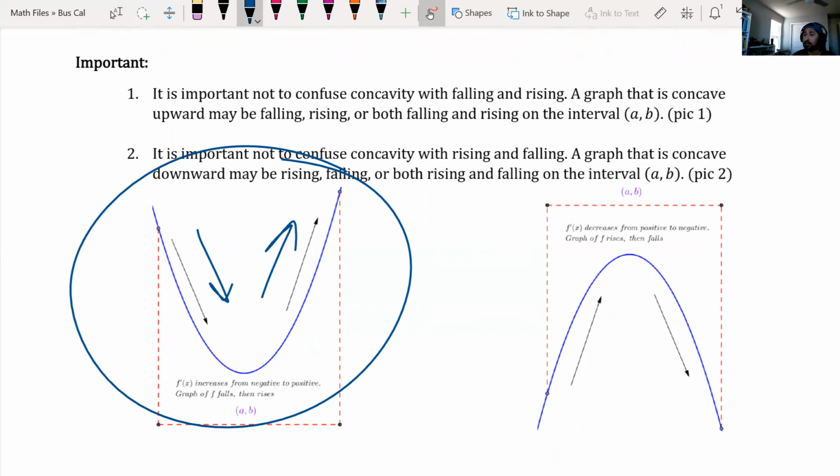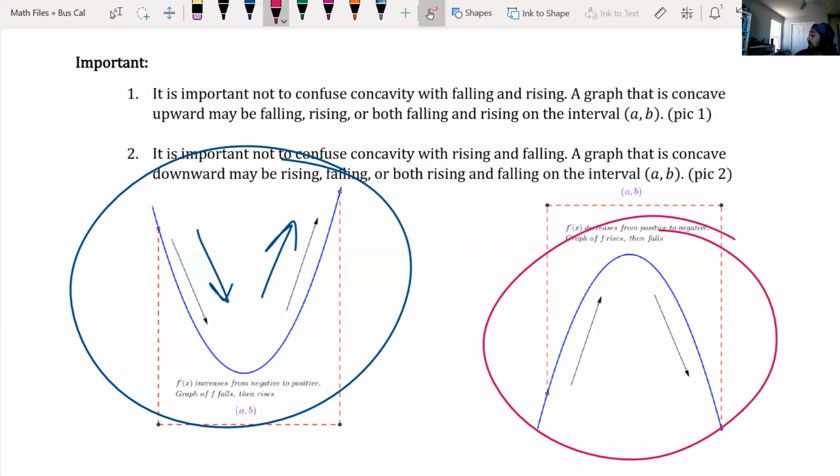The same could be said for a graph that is concave down, which is picture number 2. A graph that is concave down may be increasing and decreasing on the same interval. So we see that we increase and decrease. Don't confuse the terminology. If you're concave down, that doesn't mean that everything's decreasing. Concave down means you could be increasing and decreasing for a function, or for a graph.